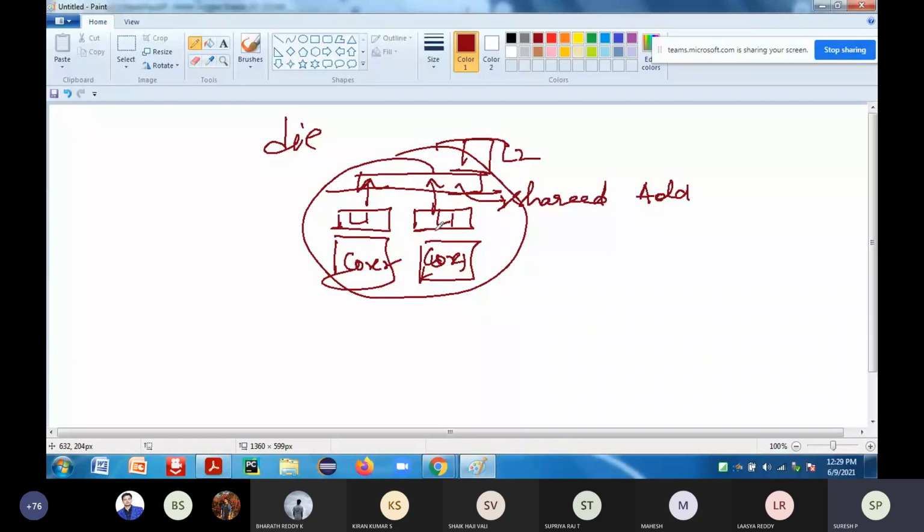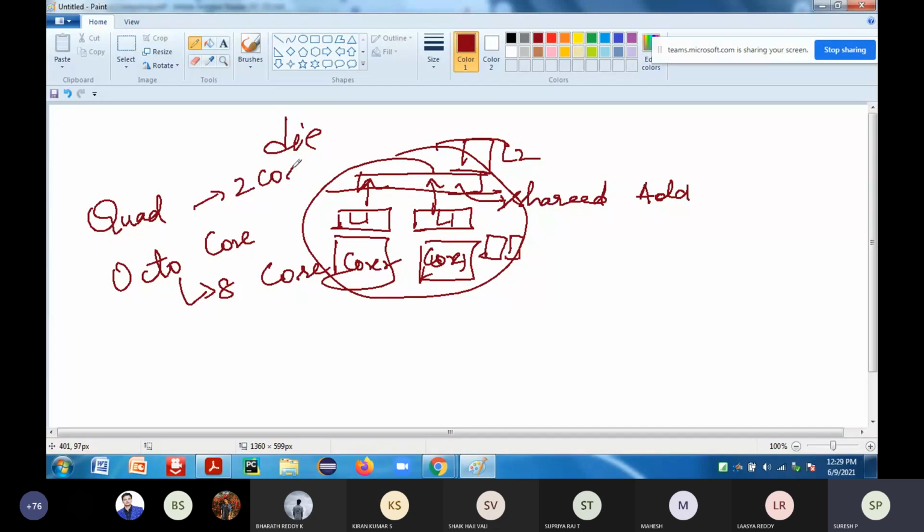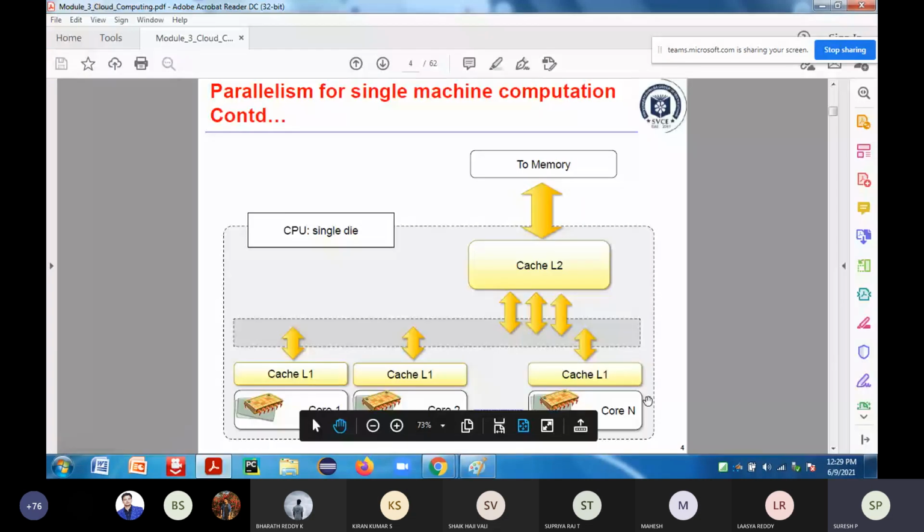If you have the dual core, it is going to have two cores in a single die. If you have the quad core, it's going to have 4 cores inside. If you have the octa core, it's going to have 8 cores inside. This depends upon the number of cores, n, which have been designed to improve the performance of the system.